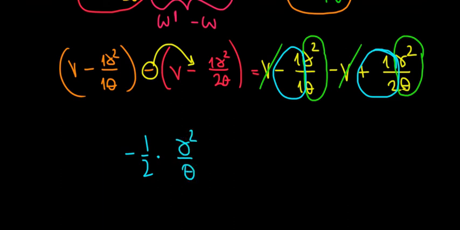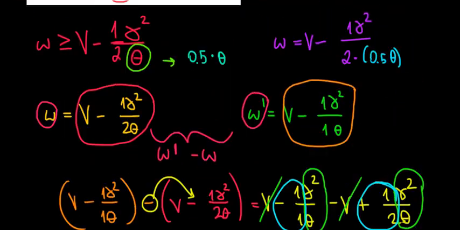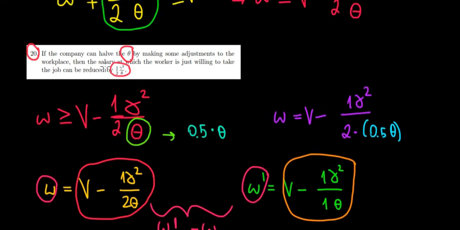What is this? This is the difference in wages. This is by how much we can reduce the salary. In other words, if we look also at the answer key, they say that the salary can be reduced by 1 over 2 gamma squared divided by theta, which is what we just found. So the answer is true, and we are done.